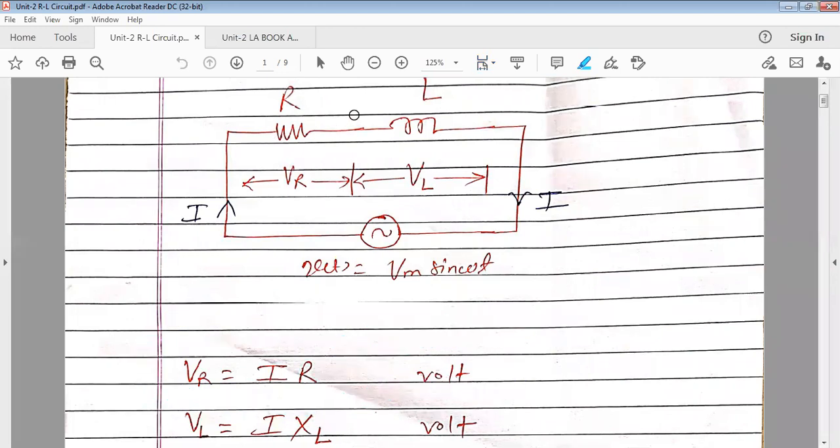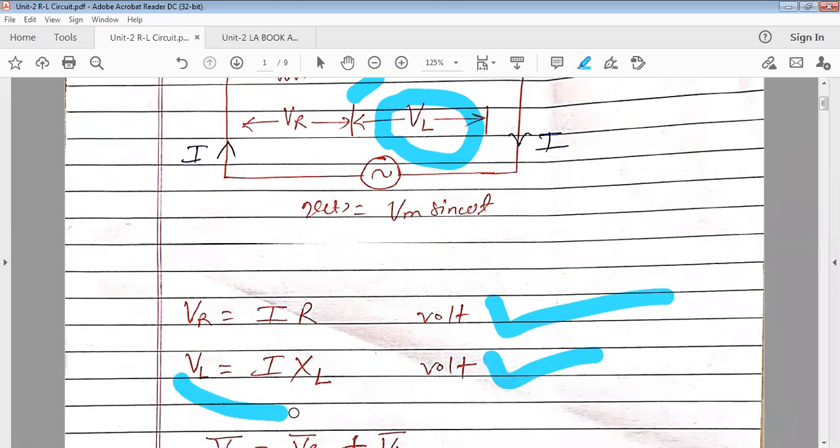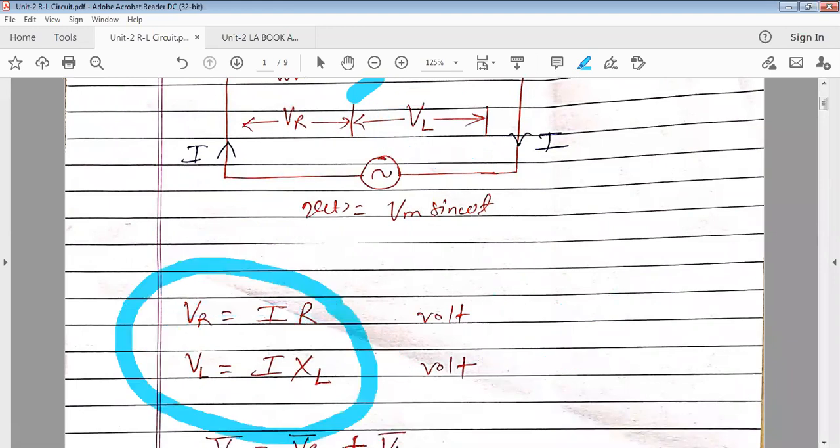Next, current is flowing through the inductor also. Voltage drop will be there across it, VL. What will be the formula for VL? I into XL. Correct, that is in volt. Again the same thing, I and VL are in RMS. So in this formula, VR, VL and I are all RMS values. Sometimes for 1 mark, you may get asked to calculate the voltage drop across resistance and inductor. You can use this formula.